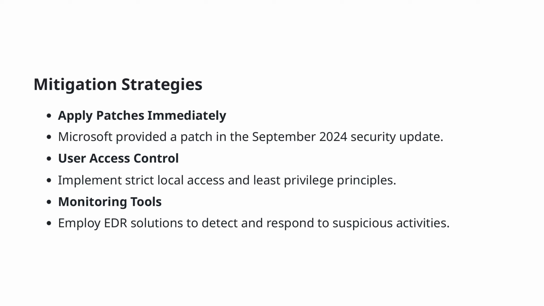To protect systems against MSI installer vulnerabilities, it's vital to adopt a robust set of mitigation strategies. Start by applying patches immediately. Microsoft addressed this specific vulnerability in their September 2024 security update, which should be implemented without delay. Furthermore, enforce user access control by establishing strict local access policies and adhering to the principle of least privilege. This significantly reduces the risk of unauthorized privilege escalation.